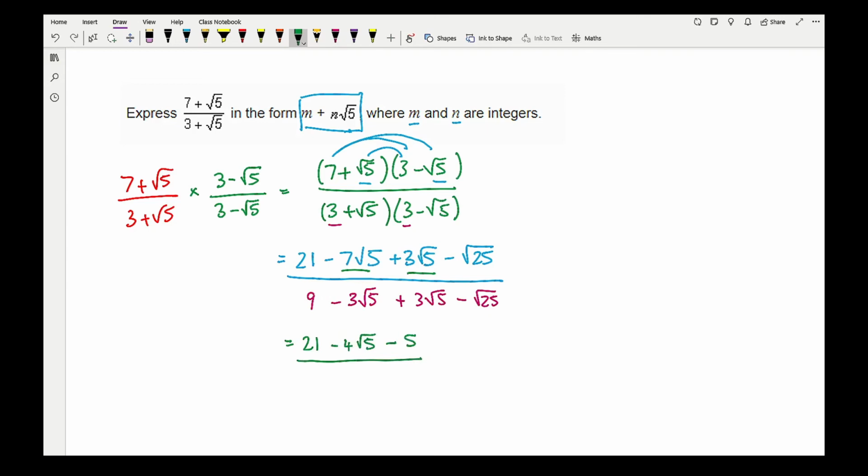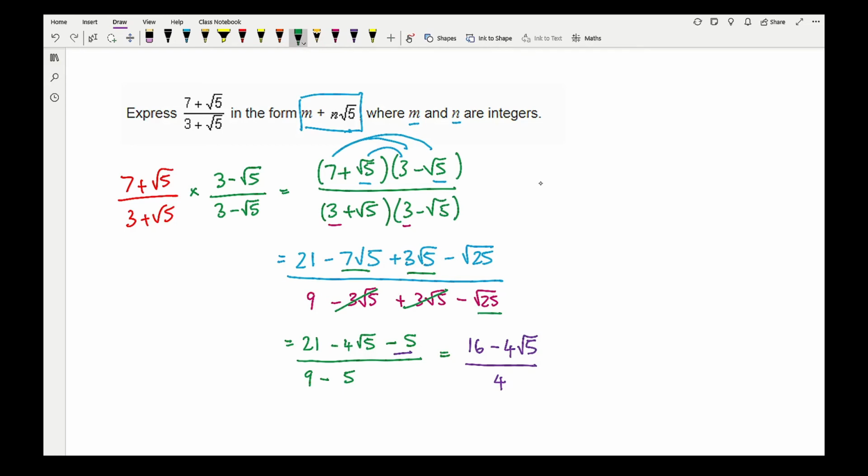And then simplifying the denominator, these two things cancel. So I'm left with 9 minus, and then root 25 is just 5. Now from this, if I just go on to simplify both the top and the bottom, I've got 21 take away 5, which is going to leave me with 16, and then minus 4 root 5, and that is being divided by 9 take away 5, which is 4.